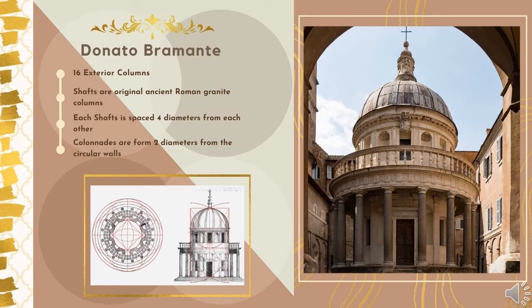First, there are 16 exterior columns. Second, the shafts are original ancient Roman granite columns. Third, each shaft is spaced 4 diameters from each other. Lastly, the colonnades are formed 2 diameters from the circular walls.